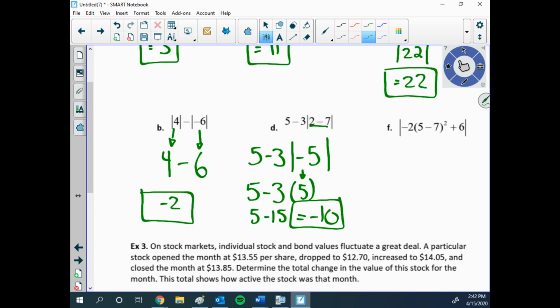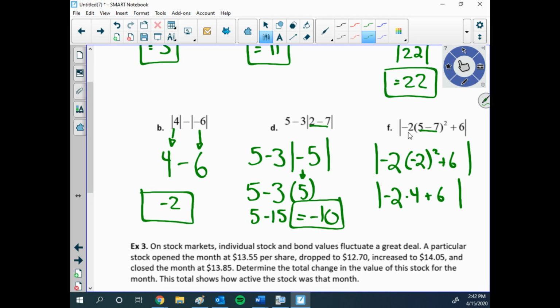Okay, within here, with that absolute value, we're going to solve everything in there, and whatever the final answer is, take the absolute value of that. So within here, we still need to go through BEDMAS in the correct order. Brackets first, so I'll go in here. 5 minus 7 is negative 2, squared, plus 6, and that's just the absolute value.